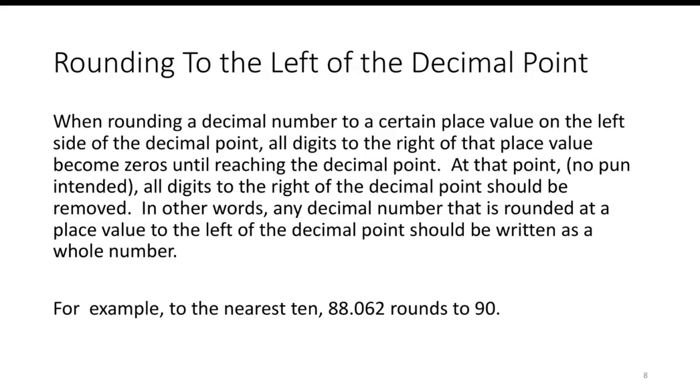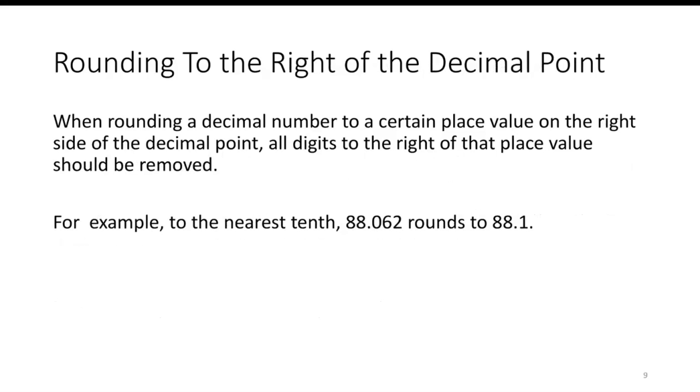In other words, any decimal number that is rounded at a place value to the left of the decimal point should be written as a whole number. So to the nearest 10, 88 and 62 thousandths becomes 90. When rounding a decimal number to a certain place value on the right side of the decimal point, all digits to the right of that place value should be removed. So to the nearest tenth, 88 and 62 thousandths becomes 88 and 6/10.